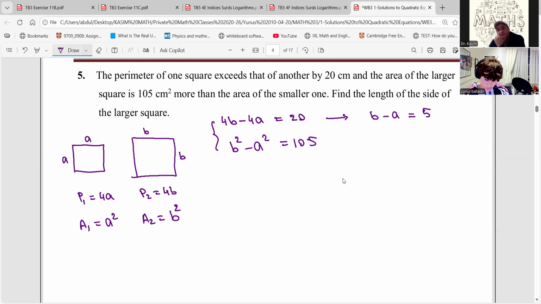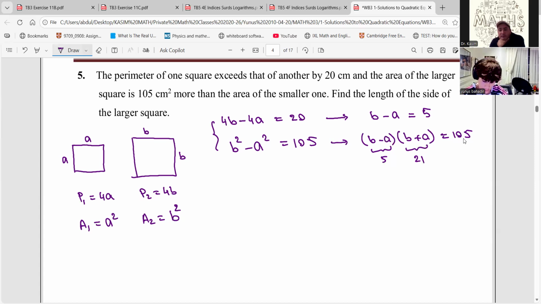Okay, can you see the second one? The second one is B squared minus A squared, that is B minus A times B plus A, right? That's equal to 105. We know the value of B minus A, that is 5. Now from this equation, if it is 5, then B plus A should be equal to 21. I don't get that. B minus A is 5, yeah. So 5 times what number equals 105? Oh, I see what you mean.